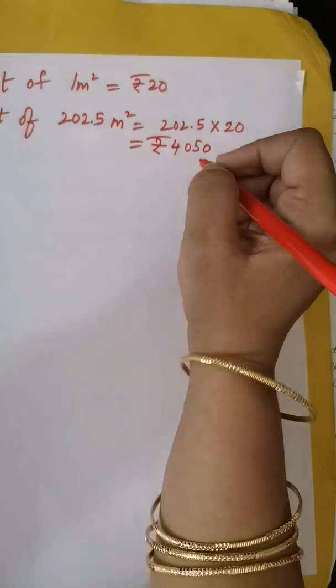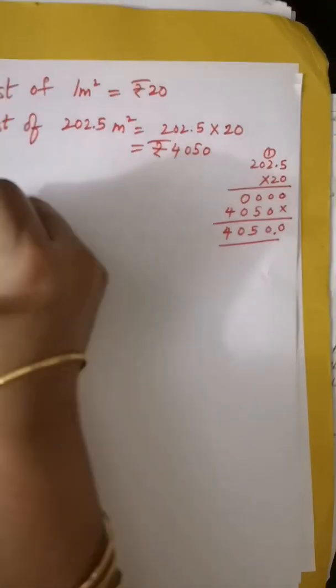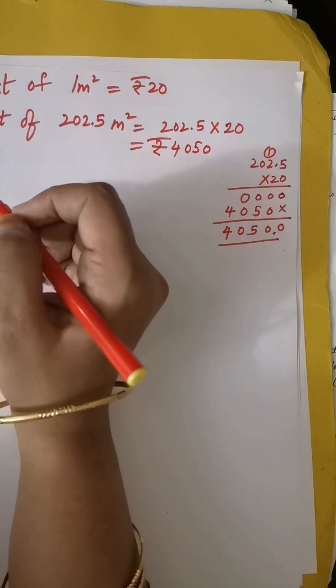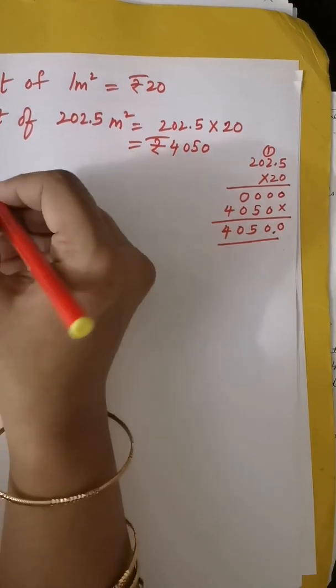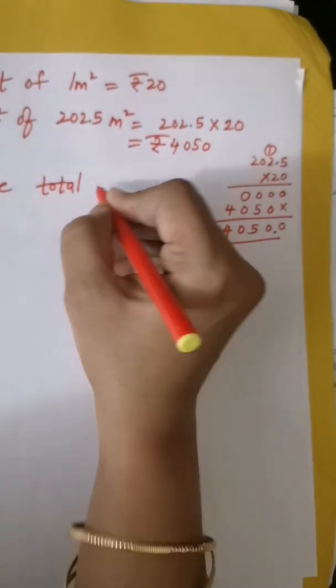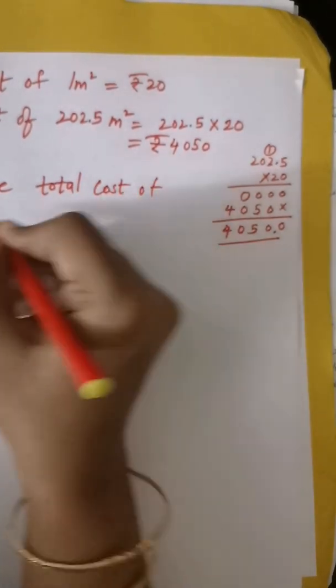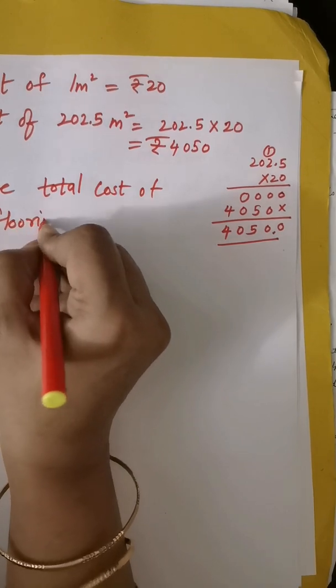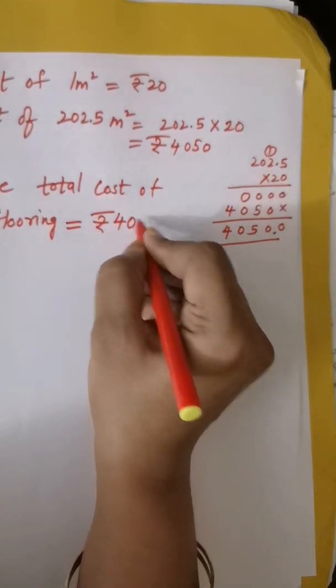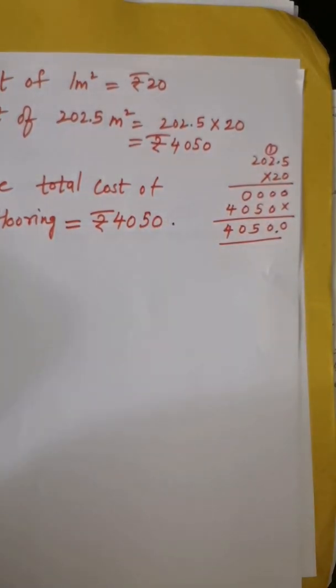4050 rupees. So what is the question given? Find the total cost of flooring if each costs rupees 20 per meter square. Therefore, the total cost of flooring is equal to rupees 4050. Okay, children?